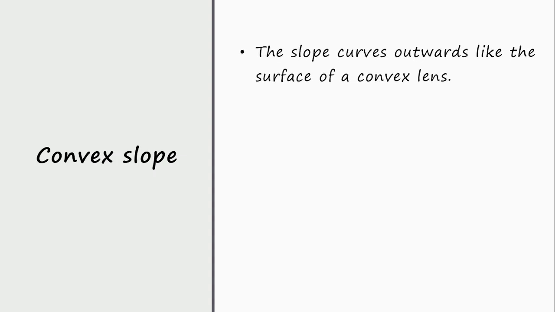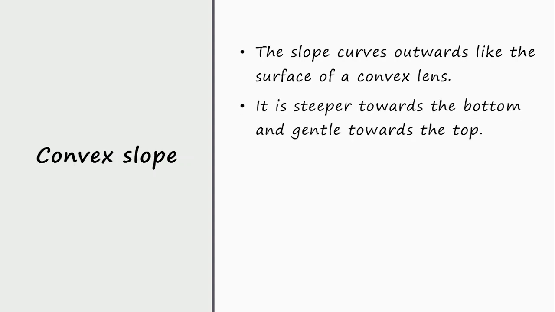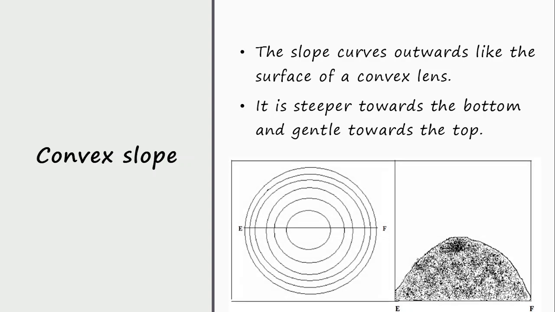The slope curves outwards like the surface of a convex lens, as you know how the convex lens looks. So this slope curves in the same way. It is steeper towards the bottom and gentle towards the top, and it looks like this. So this is a convex slope, as you can see. This is how the contours look, and this is a simple presentation of what these contours may show.